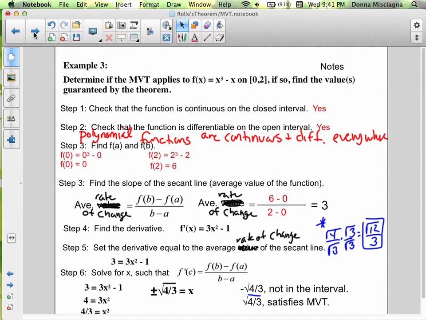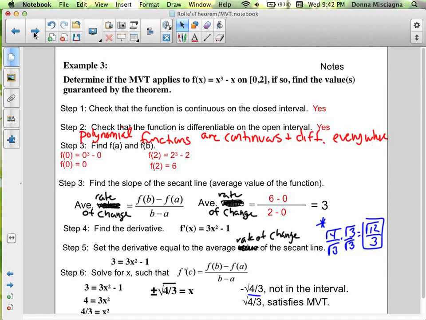All right, so f of a was 0. F of b, f of 2, is 6. So the average rate of change is going to be the difference in the y values divided by the difference in the x values. So 6 minus 0 divided by 2 minus 0 is 3. We find our derivative, right? Just use the power rule. f prime of x equals 3x squared minus 1. And we set the derivative equal to the average rate of change.